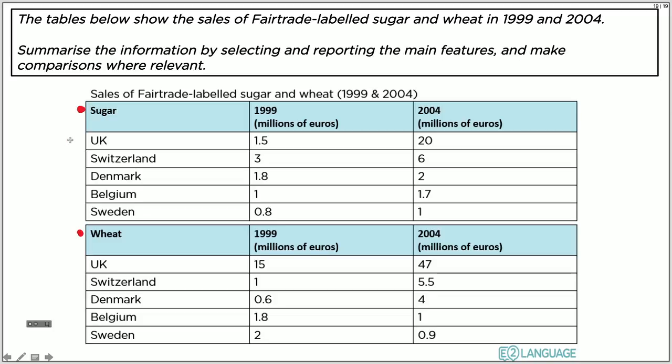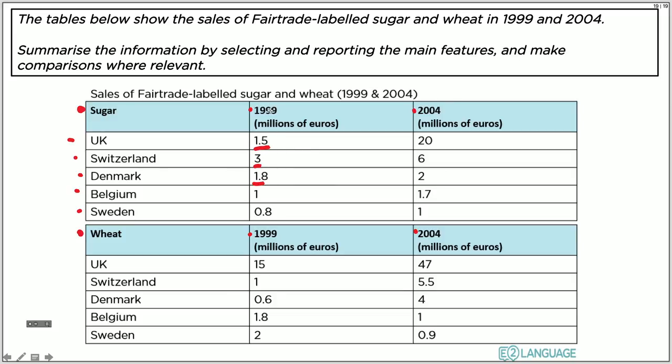Here are the countries, UK, Switzerland, Denmark, Belgium, Sweden, same down here. So we're looking at the same countries. The sale of sugar, and here we've got the sales in 1999, and here we have the sales in 2004. It's the same years here and here, fine. And the sales, the way it's said in the table, is millions of euros.